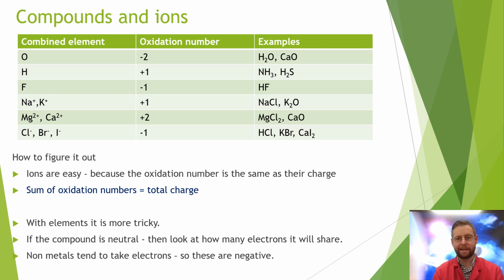So let's take a look at these elements or ions that might be involved in a compound. Now, to start with, we've got some elements by themselves, oxygen, hydrogen, fluorine, and what you can see is they have an oxidation number, -2, +1, -1. Where does this come from?